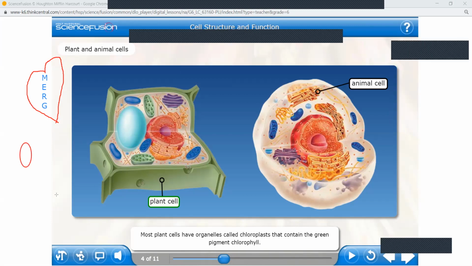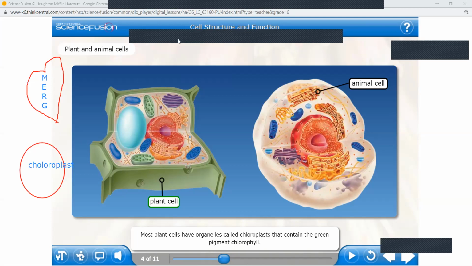Now, this is something which is present only in plant cell. This is not present in animal cell. What is that something? Chloroplast. Now, girls, it contains some green color pigment, which is used to make own food. Animals don't make their own food. Do animals make their own food? No. That's why chloroplast is only present in plant cell.